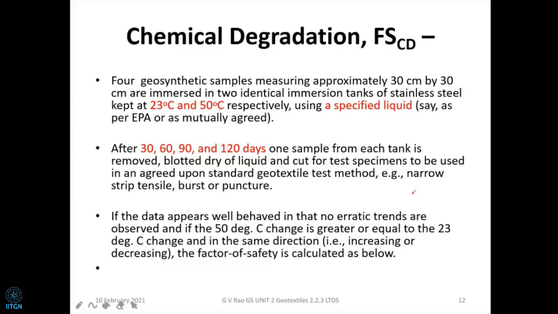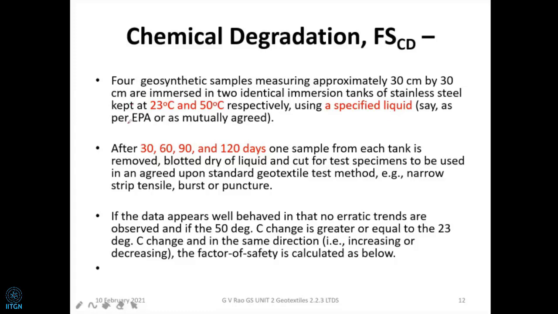The second is the chemical degradation. We are not duly concerned about this unless we are going to have a wall in a landfill area or some chemically strong area. In this case, 4 geosynthetic samples measuring approximately 30 by 30 centimeters are immersed in 2 identical stainless steel immersion tanks kept at 23 degrees Celsius and 50 degrees Celsius using a specified liquid. As I said, if you are using water, this is not required at all. It matters if you are using it near a landfill or near some waste dump or something like that.